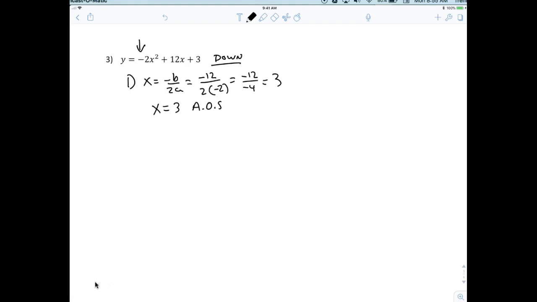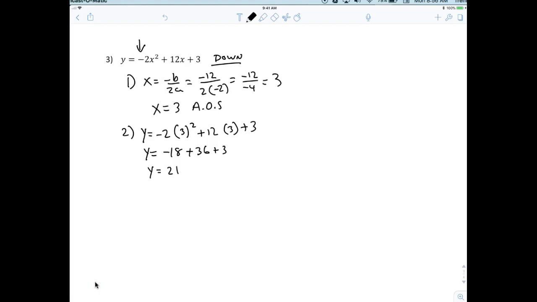Now, how do I find the vertex? Yes, you plug 3 in. Wow, thank you. So y equals -2 times 3 squared plus 12 times 3 plus 3. Everybody with me? You don't need your calculator for that. Y equals -18 plus 36 plus 3. Y equals 21.